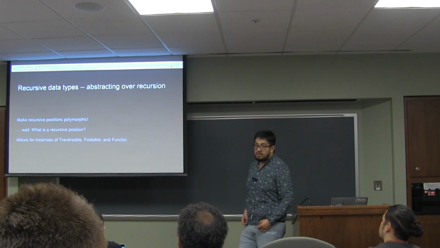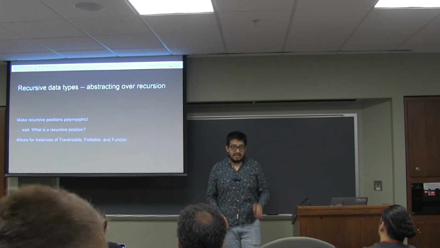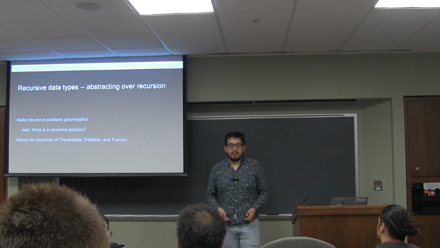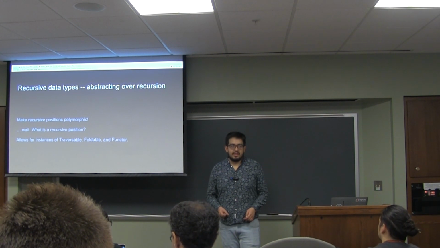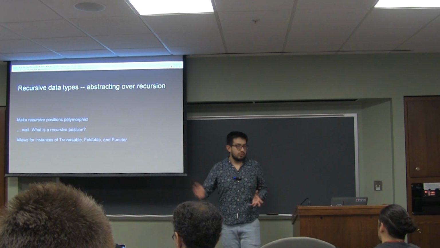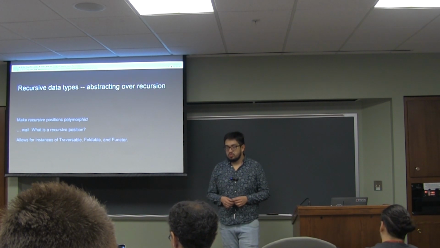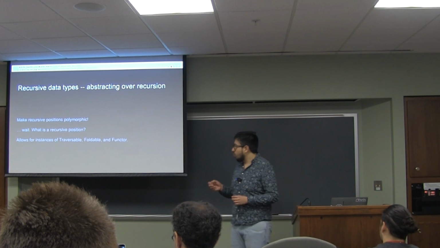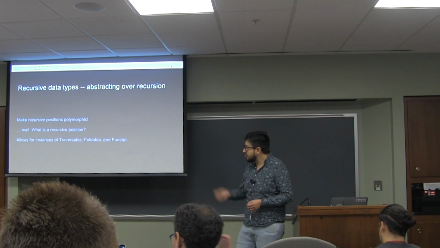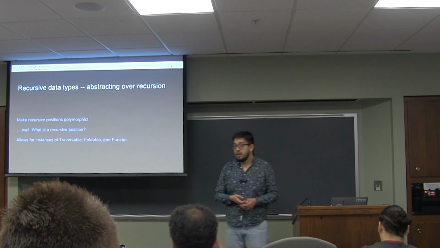We are going to abstract over that. We are going to create a functor that will map over all recursive positions in our AST. So we will have instances for functor, for foldable, for traversable.